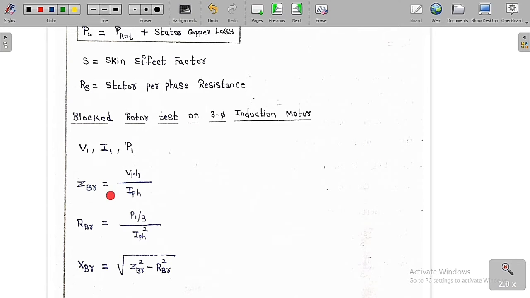Then ZBR is nothing but V phase by I phase. It is always per phase, because the equivalent circuit is a per phase diagram. So V phase by I phase. Then RBR is nothing but power per phase by I phase whole square. Power per phase: it is a 3-phase power, so you have to divide by 3. So P1 by 3 by I phase square. Then XBR is nothing but root of ZBR whole square minus RBR whole square.